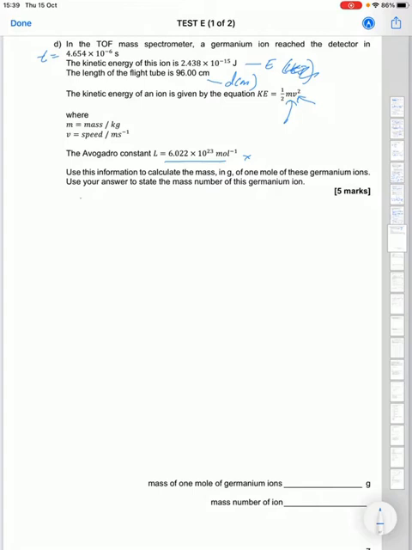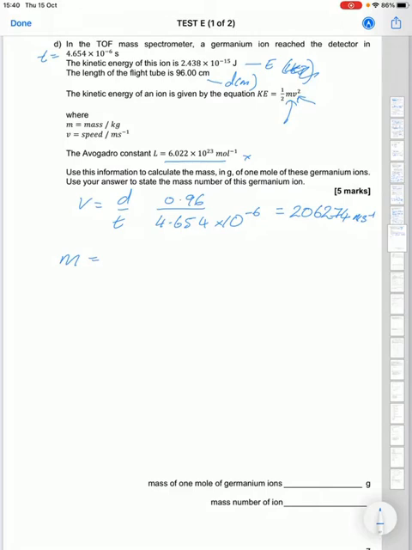So let's do that first. So velocity is distance divided by time. The distance is 0.96 meters divided by 4.654 times 10 to the minus 6, which is equal to 2.06274 meters per second. So now I can work out the mass by rearranging the equation.